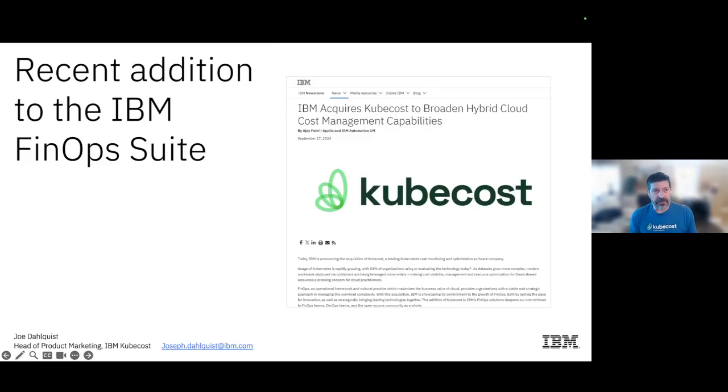As I mentioned, Kubecost is a recent addition. The announcement of our acquisition was made in September of last year. It's been a busy handful of months since then. We were acquired largely to help broaden the hybrid cloud cost management capabilities of IBM's FinOps suite. And being able to work specifically with containerized costs and containerized utilization is a novel and necessary capability, and one that we're able to add some strength and some reinforcement to the IBM FinOps suite around.